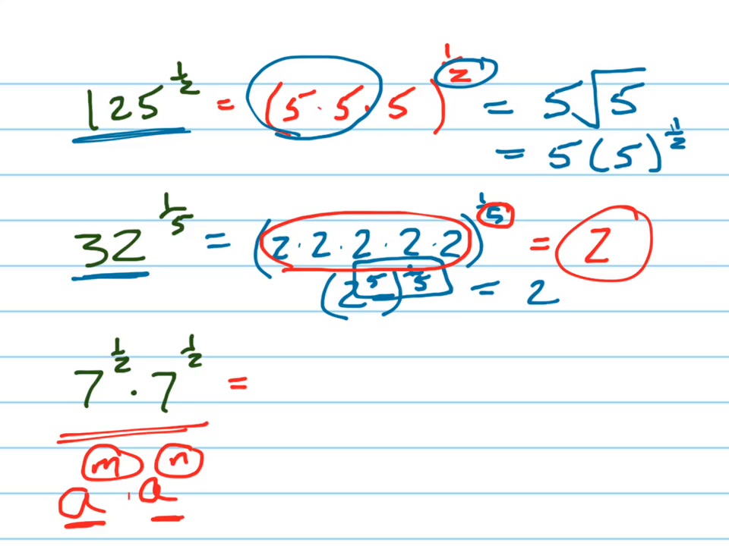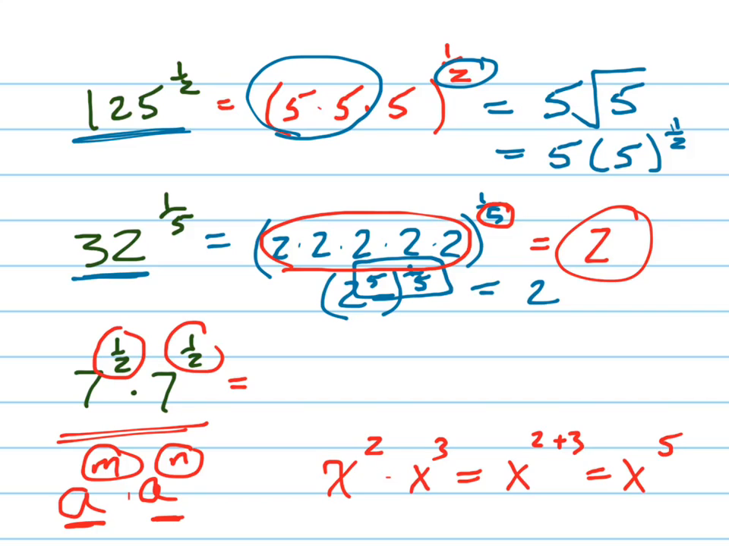Remember what you do? If you had x squared times x to the 3rd, how many total x's do you have? 5. You have 5, so you're adding the 2 and the 3 together. Always go back to a simple example if you don't remember something. So what can I do with these two since I've got the same base? Add them together. So 1/2 plus 1/2 is 1. That's one way you could do it. So it's 7 to the 1st power.